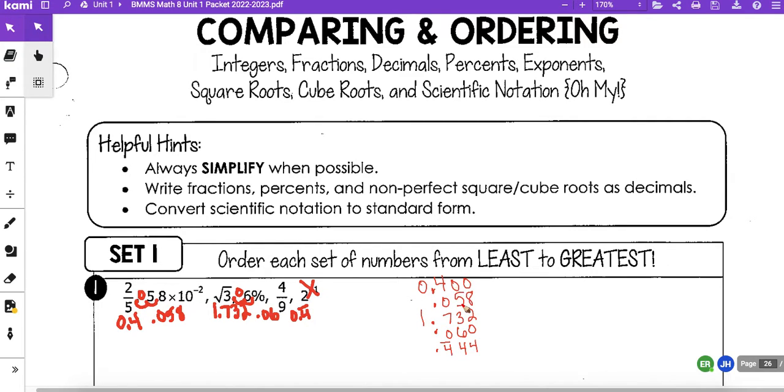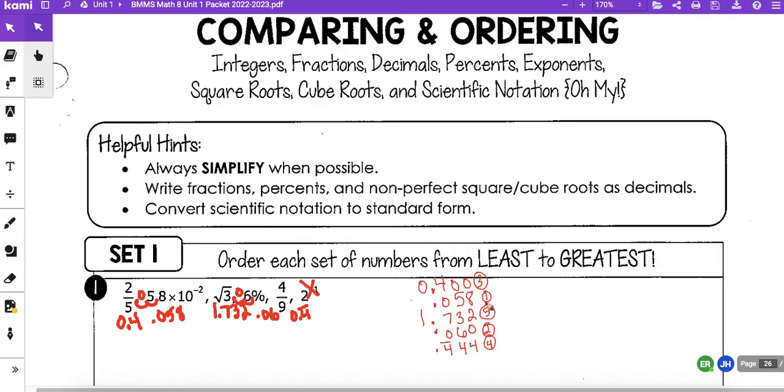So now I'm looking at this one. We got 400, 58 thousandths, 60 thousandths, or 444 thousandths. So hopefully you're thinking that this is the smallest, so put a 1 there, and followed by 60 thousandths would go second, and then we're looking at 400 thousandths, and then 444 thousandths, and then finally the one that begins with a 1 is the greatest, so that one's going to go last because we're going least to greatest.